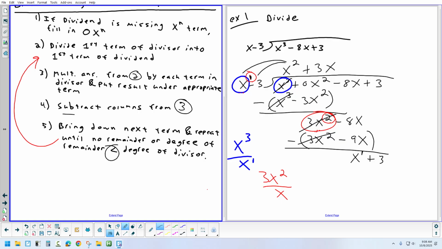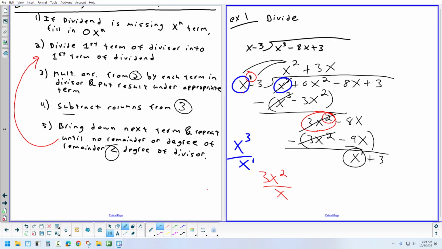So take x and divide by x. 1. Okay, distribute that back out. 1 times x. 1 times negative 3. And subtract your columns. What's x minus x? 0. That's gone. What's 3 minus negative 3? 6. There you go.